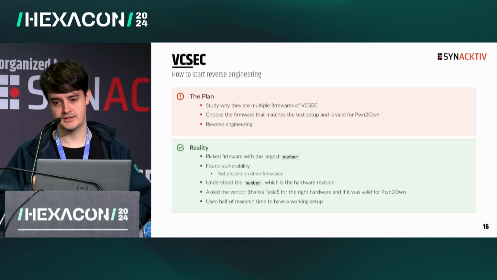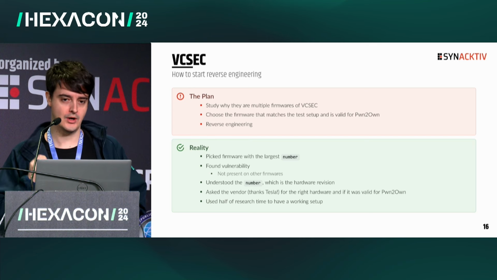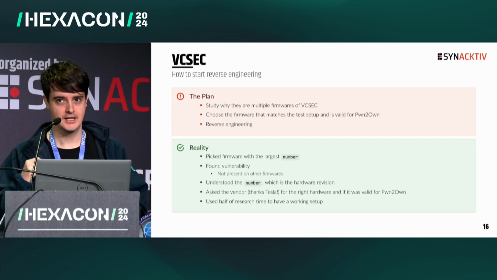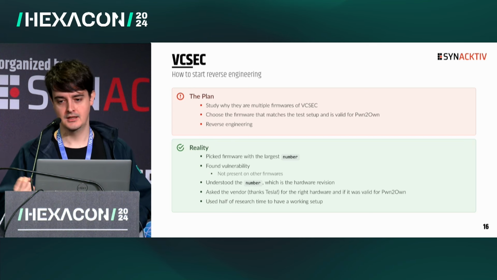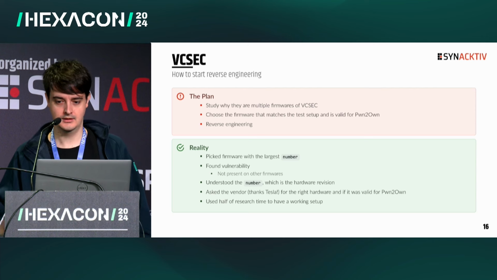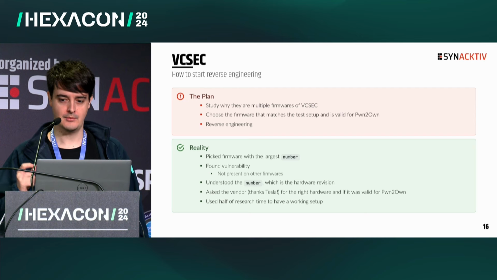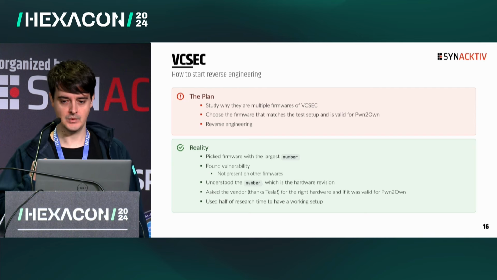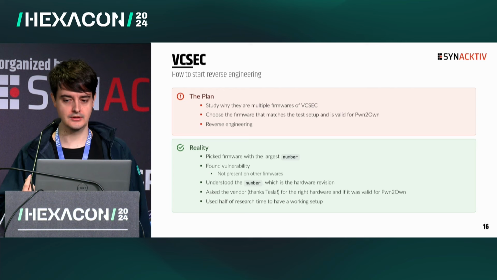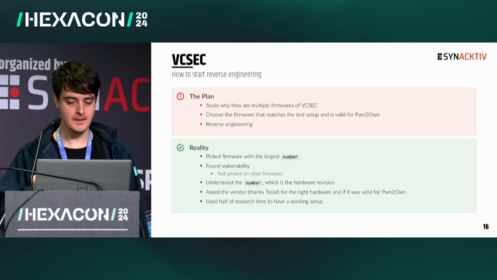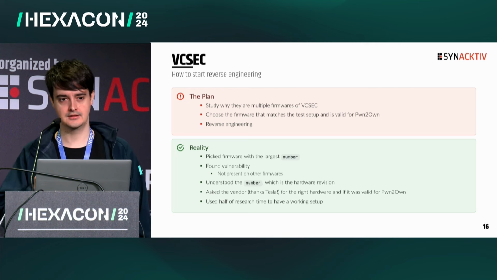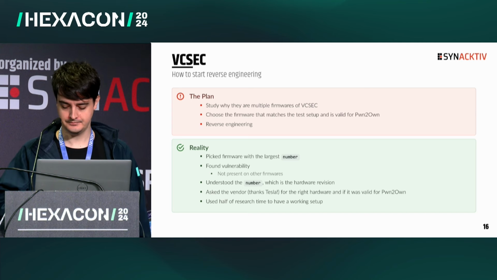And the vulnerability was not present in the other firmware. So we were lucky to pick this firmware, because if we had picked the one matching the test setup, it would not be vulnerable. At that point, we didn't know where the firmware was used and what this number meant, so we had to understand that. The number is actually the hardware revision of the car. So we asked the vendor, and thanks Tesla a lot, to provide us with the right hardware to test and to know if it was valid.